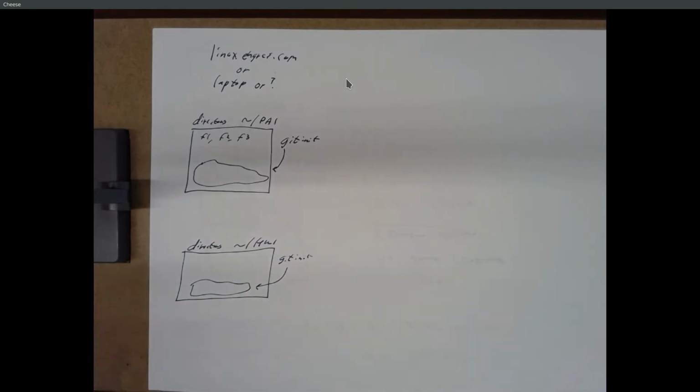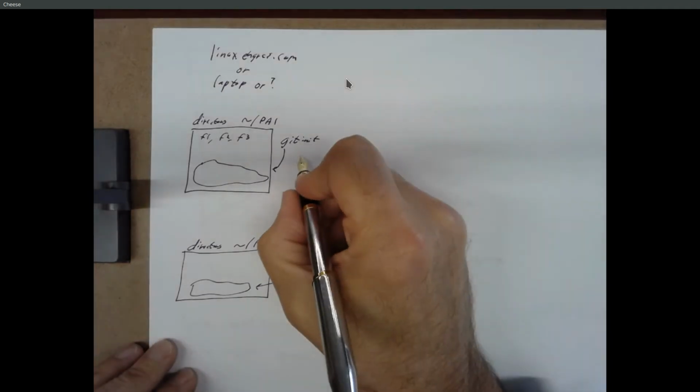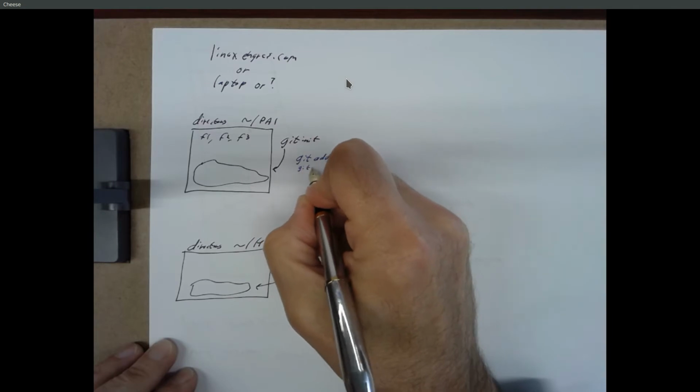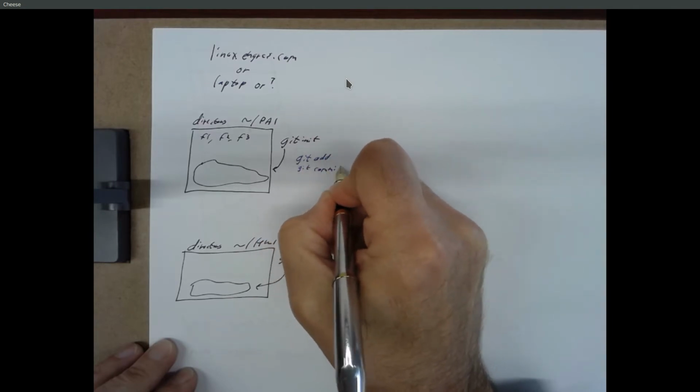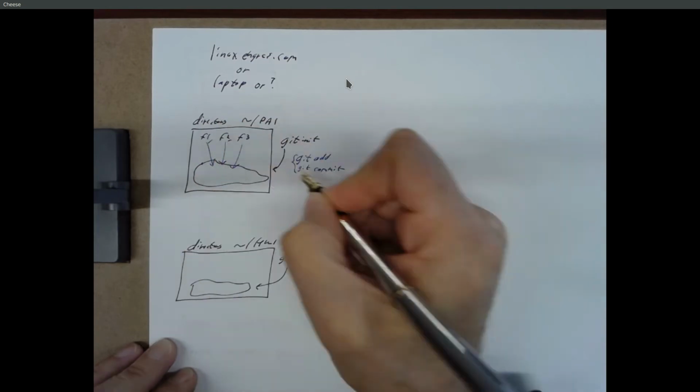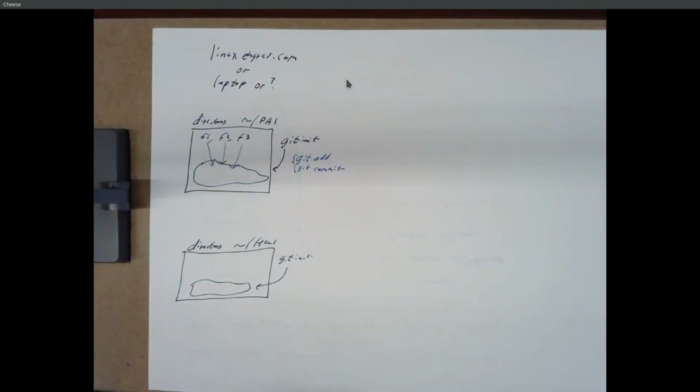All right, so you want to add your files to the repository. This is where you do git add and git commit. And those things cause your files to go into the repository. What specifically is a repository? It's a directory with structure associated with it.